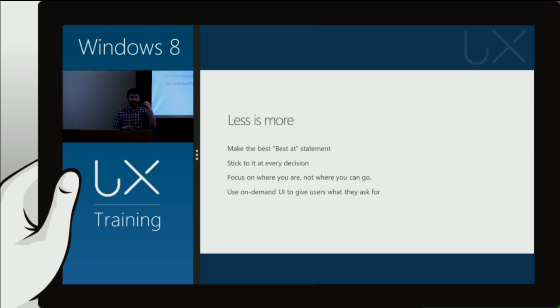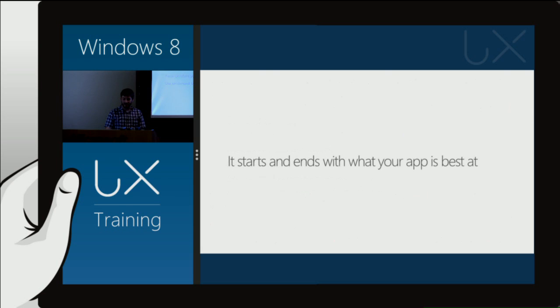If you focus on the thing that your app is supposed to be best at, and you stick to it at every decision along the way, it doesn't matter what design decision you're making, stick to what your app is supposed to be best at. If you focus on where you are and not where you can go, and if you leverage on-demand UI to only give users what they ask for, on the assumption that generally they're just asking for the thing you're best at, then you're going to be in pretty good shape. And essentially, if you are specific and you're great with what your best at statement is, you're going to produce a good app. And so that's it.